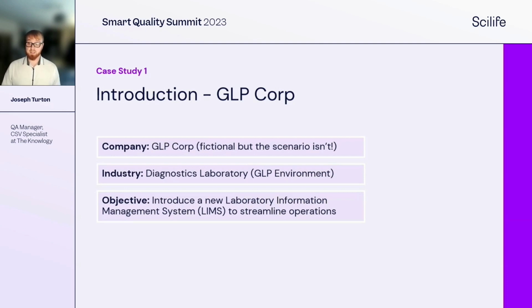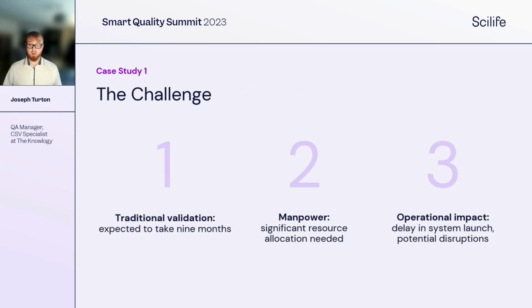So GLP Corp is a leader in the diagnostic laboratory space. It faced the challenges of handling ever-increasing sample volumes as their organisation grew and developed, and ensuring the precise data management that they needed. So they decided to deploy an advanced LIMS system. The roadblock GLP Corp faced was a daunting validation process. They used traditional methods normally. Validating the LIMS would span approximately 9 months, pulling significant manpower and potentially delaying the system's implementation. I think this is a challenge that we've all faced in CSV, the traditional approach taking far too long.